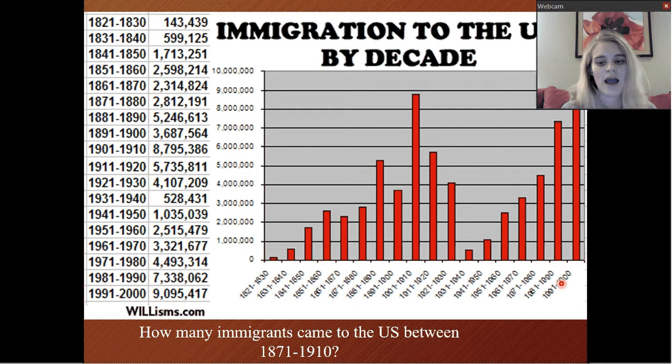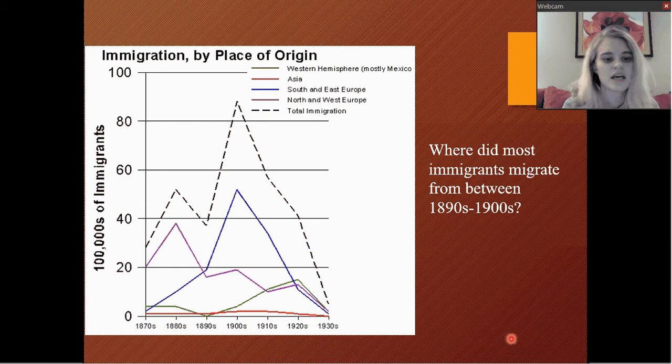The next graph that I want you to pay attention to looks a little bit at where some of these people were coming from. So this is immigration by home country or place of origin. So again, thinking about the period that we are talking about, and I narrowed this one a little bit more. From the 1890s to the 1900s, I want you to figure out and write on your graphic organizer where most of the immigrants at this time were coming from. So again, I'll give you a second. Go ahead and pause and write your answer down.